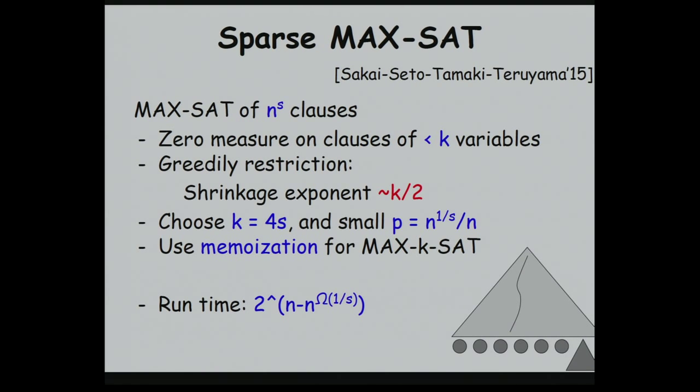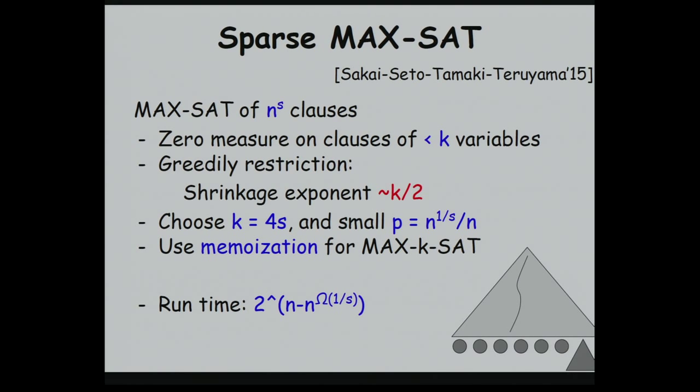Okay, so for the algorithm, I can choose k to be 4 times s, and then choose p to be something very small, like n to the power of 1 over s divided by n. Using such parameters, you build this greedy restriction tree. You can reduce max-SAT to max-k-SAT. At the bottom level, for most of the branches, all clauses of length larger than k are going to be killed by this greedy restriction. And then you can use memoization for max-k-SAT at the bottom level. So that gives the running time like this.